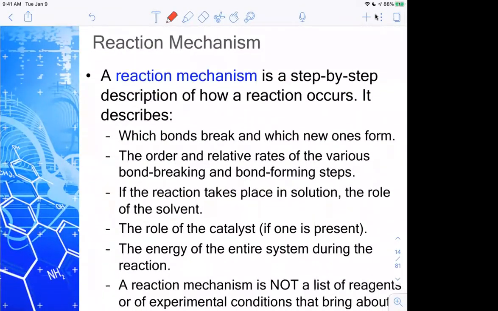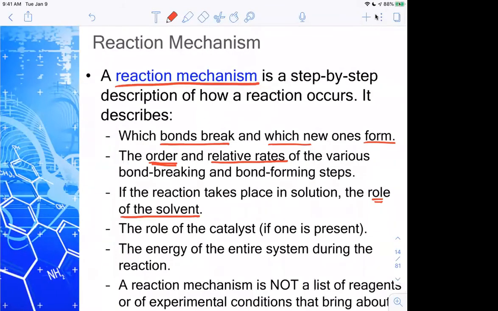Now, we are going to really focus on reaction mechanisms. This is a step-by-step description of how a reaction occurs. It's looking at which bonds break and which ones form. It's looking at the order of the steps and the relative rates of the various bond breaking and bond forming steps. If the reaction takes place in solution, it looks at the role of the solvent.